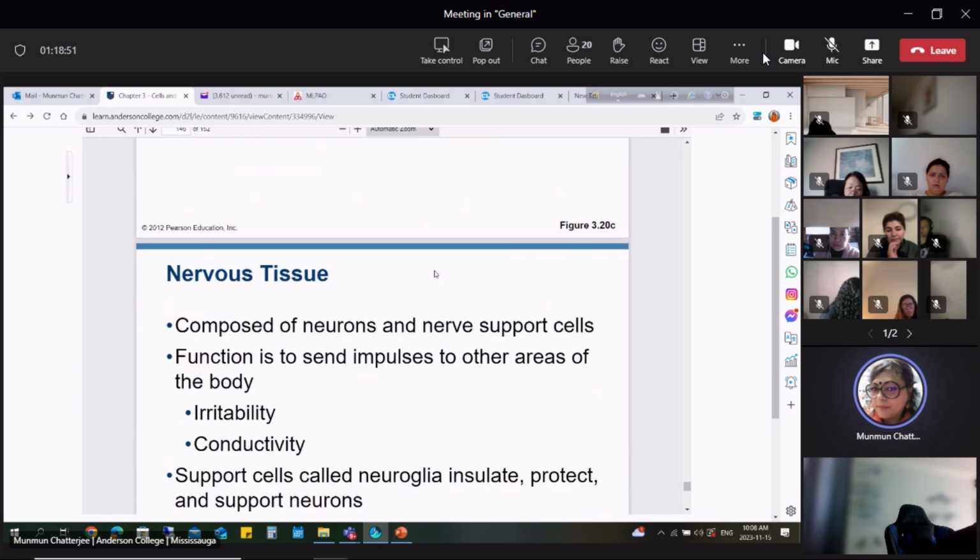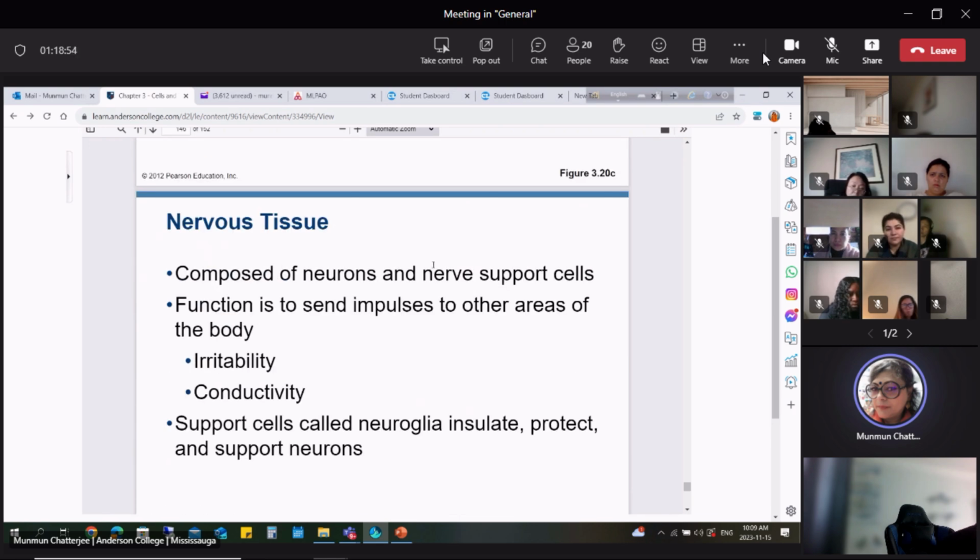Okay. So nervous tissue. As I told you in the morning, she is really worried about the nervous tissue. What is it doing? It has branches, like a tree. Nervous tissue is composed of neurons and nerve support cells. What is their function? To send impulses to other areas of the body. They take the information and send the impulse to the brain. The brain sends the impulse back as a response, what to do. So the function is to send impulses to other areas of the body.